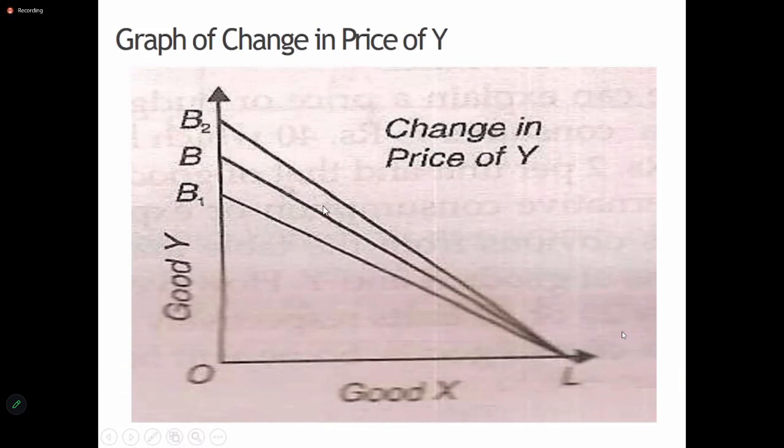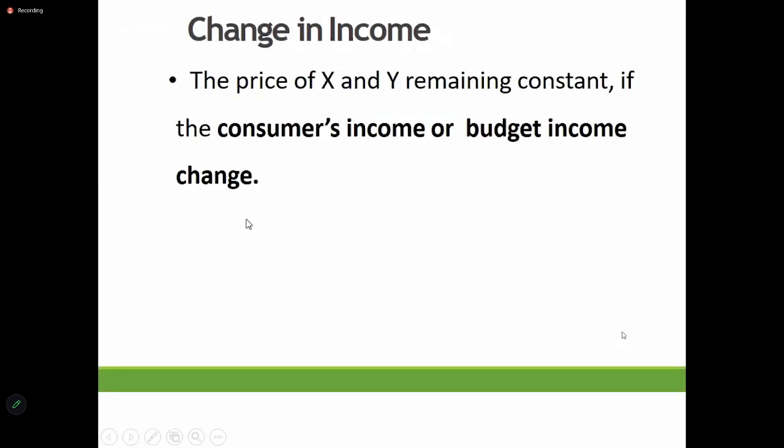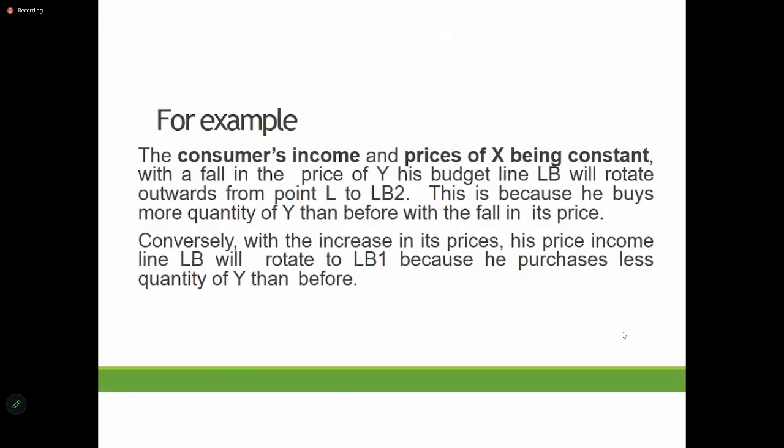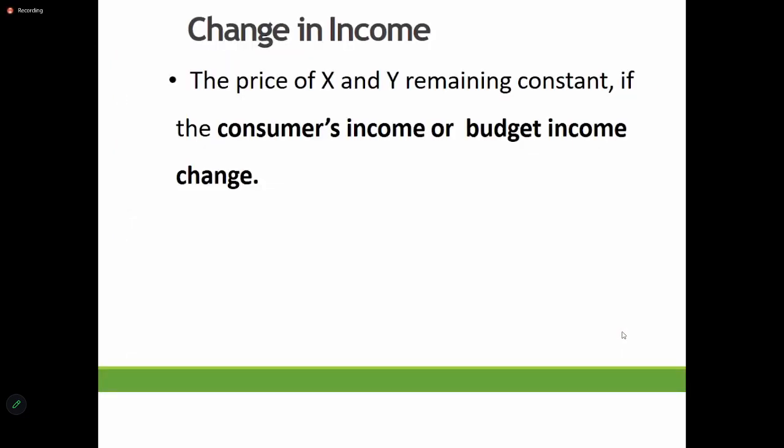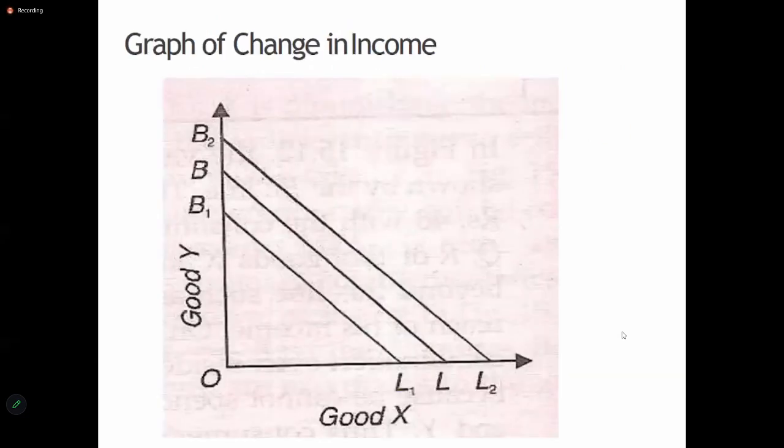See here, there are 3 lines. So this is the change in income. Now we'll see the change in price of X and Y. Here is the change in income. The price of X now the other way: the price of X remains constant while the consumer's income or budget is changing. So here there is a shift, because now they can purchase more of both X and Y.